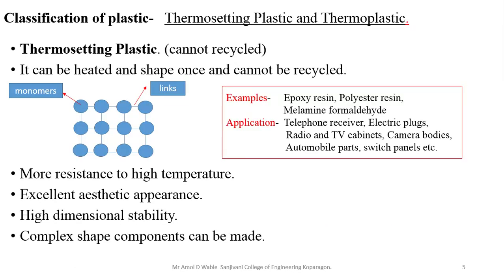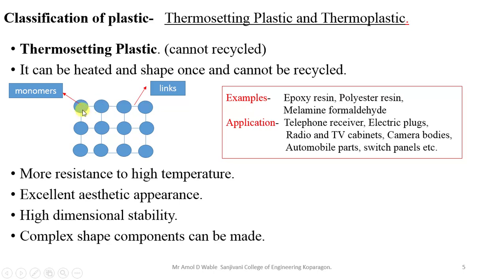Now let us classify plastic. Plastic is classified into two types: one is thermosetting and another is thermoplastic. If you see thermoset plastic, it cannot be recycled. If you have seen your switches, the cases of your TV, laptop, those cannot be recycled, because if you see the molecular structure of those, it is arranged in this way.